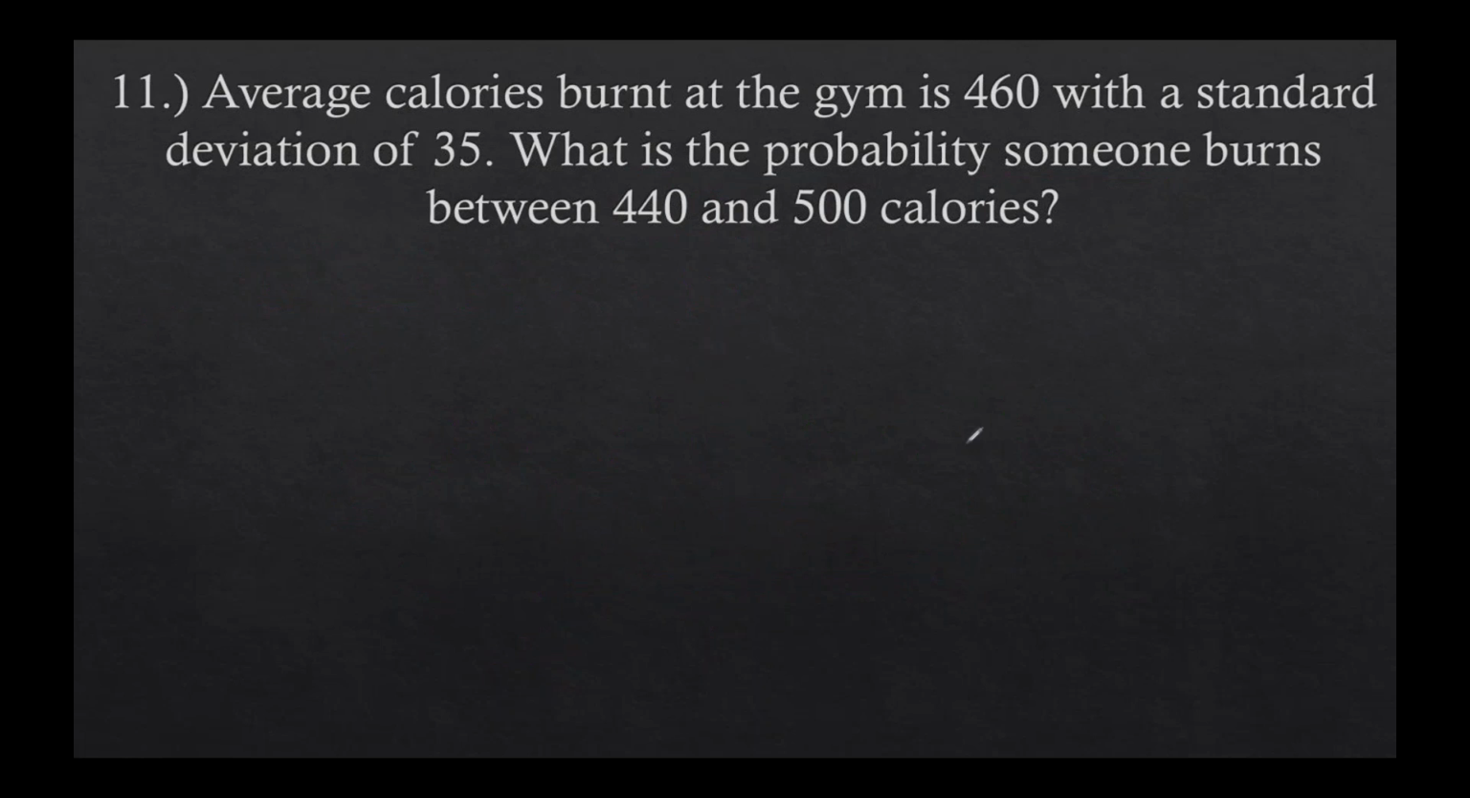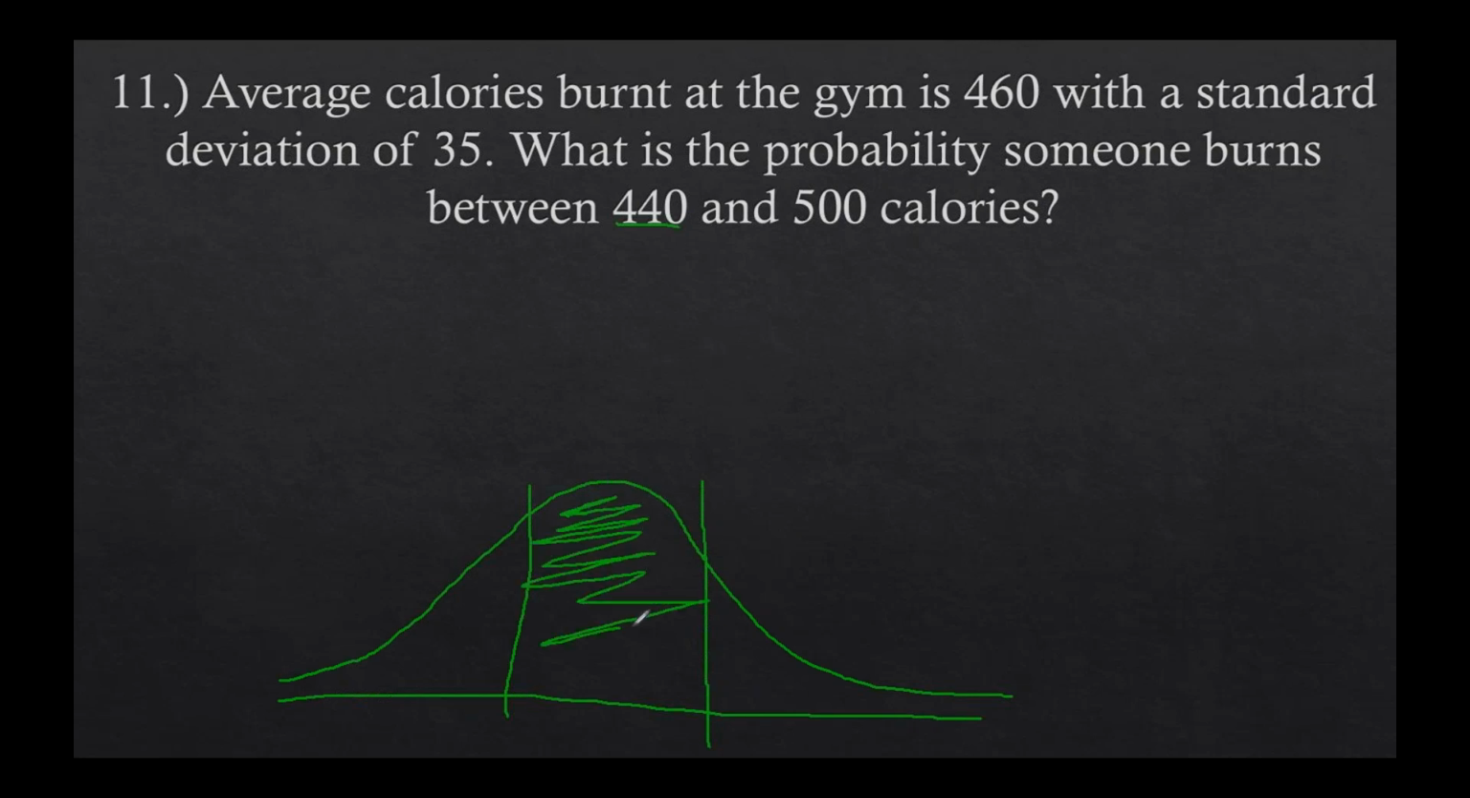So the average calories burned at the gym, we're going to stay with this because it's easy. But what is the probability somebody burns between 440 and 500 calories? Now, if you think of this pictorially, 440 is less than the mean, so it's going to be somewhere over here. 500 is more than the mean, so it's going to be somewhere over here. We want to know this area. We haven't done that yet today. We've either found less or more, but never in between.